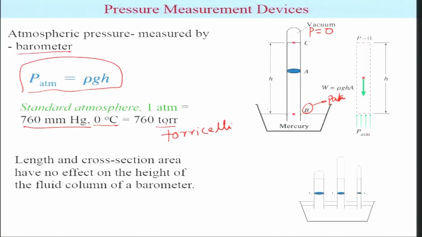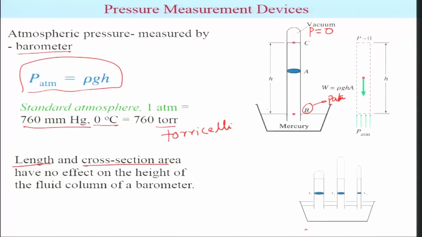Now using this force balance, you can clearly make out that there is no effect of the geometry of the tube. If you increase the width, or if you increase the height of the tube itself, it's not going to affect. So the length and cross-sectional area have no effect on the height. If it is 1 atmosphere, you're going to get 760 mm Hg, irrespective of whatever tube you're going to use. So this is an illustration which clearly says that.